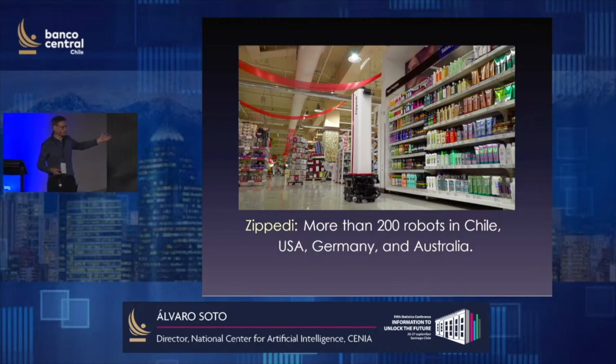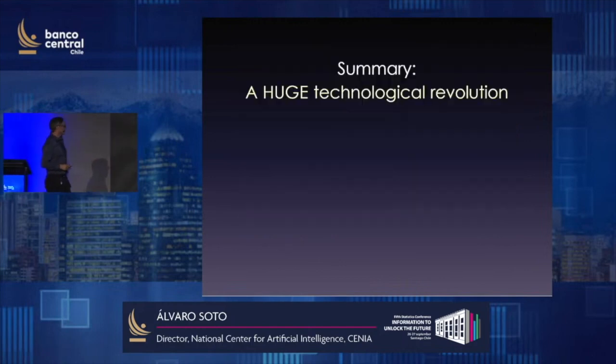For example, robots. I co-founded a company, Cyberi, a Chilean company. We build robots for retail stores, and at this point we have more than 200 robots. They operate in the US, in Germany, in Australia, in Chile. Next year, we will have some robots in Japan. That will be very good for me, sending robots to Japan from Chile. That was my second part of the talk.